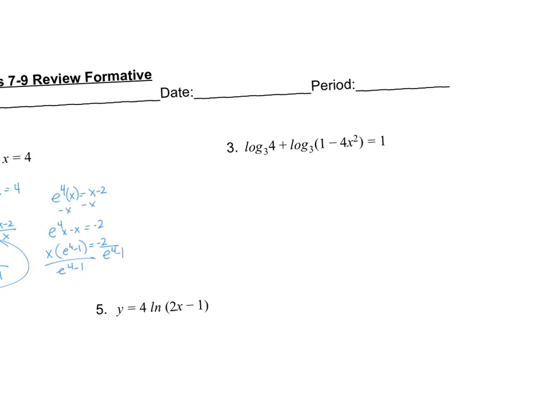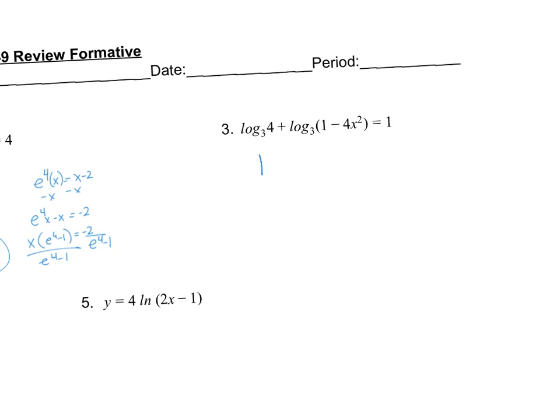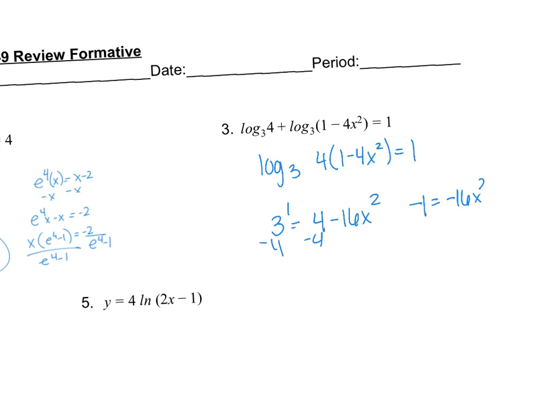Number 3. Log 3, 4 times 1 minus 4x squared equals 1. 3 to the 1 equals 4 minus 16x squared minus 4. Negative 1 equals negative 16x squared. 1/16 equals x squared. X equals 1/4 plus or minus.